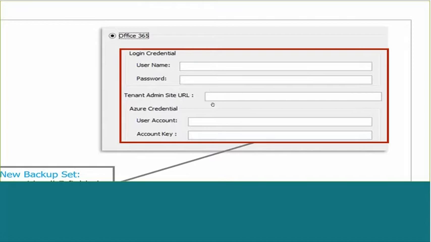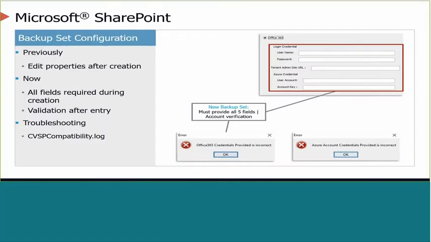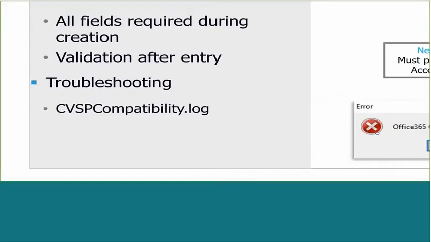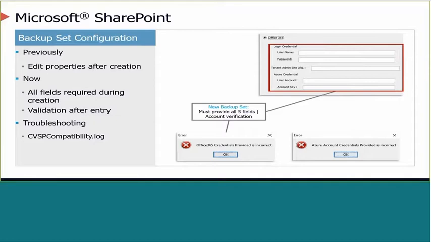So if for whatever reason you've entered the incorrect information, it's actually checked once you click OK. So once you click OK, that credential information is going to be checked, and you'll get an error message if something is incorrect. Now, in terms of troubleshooting, there is a log, cvsp-compatibility.log on the client, and that should give you a reference point to figure out what's going on, assuming that you put in all of the credential information correctly.